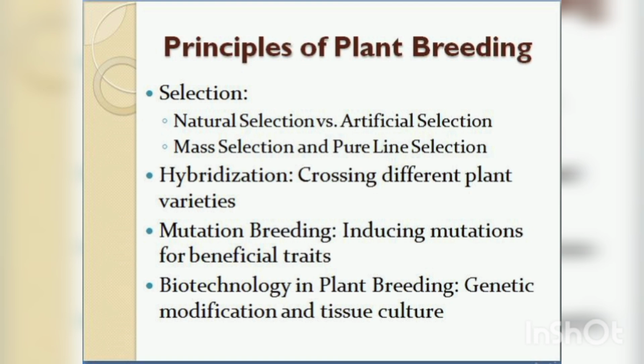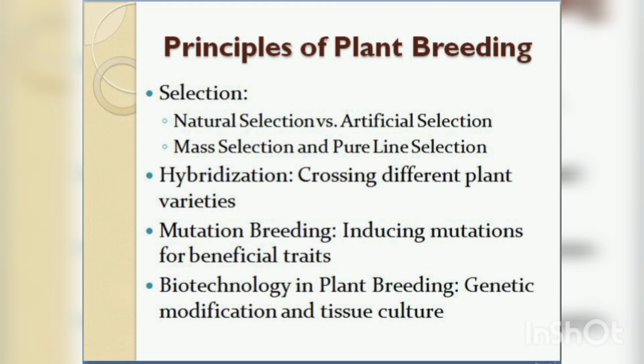Principles of plant breeding. Plant breeding is based on several key principles and methods, which we will now explore. 1. Selection. Selection is the process of choosing the best plants based on desirable traits. There are two main types of selection. Natural selection, where plants with favorable traits survive and reproduce on their own. Artificial selection, where breeders deliberately choose plants with specific characteristics to breed.